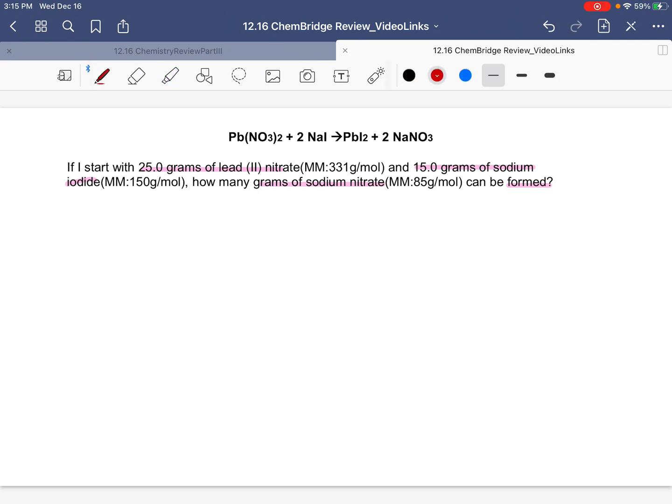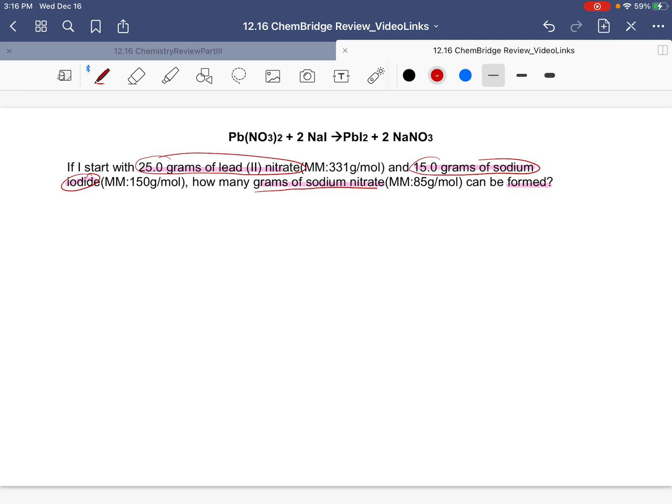So we know that we have two different givens. We have 25 grams of lead nitrate and we have 15 grams of sodium iodine. This is how we know we're looking at a limiting and excess problem. And they both are asking us how many grams of sodium nitrate are produced.